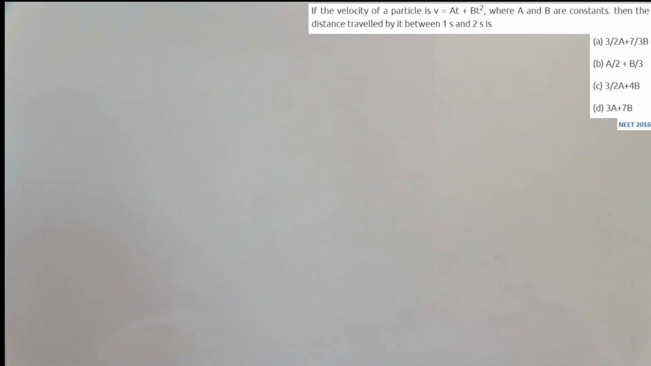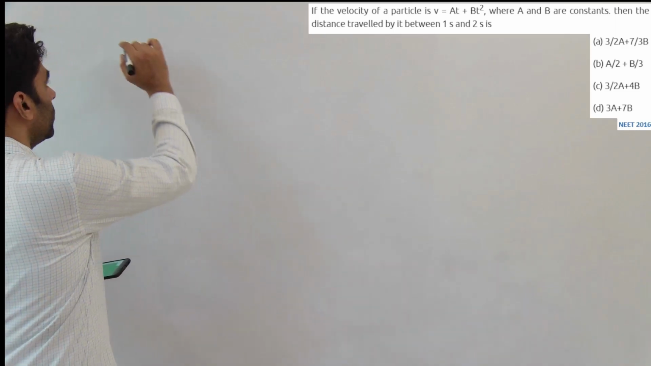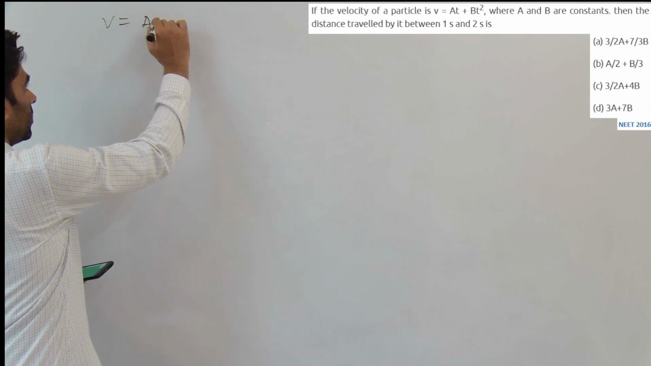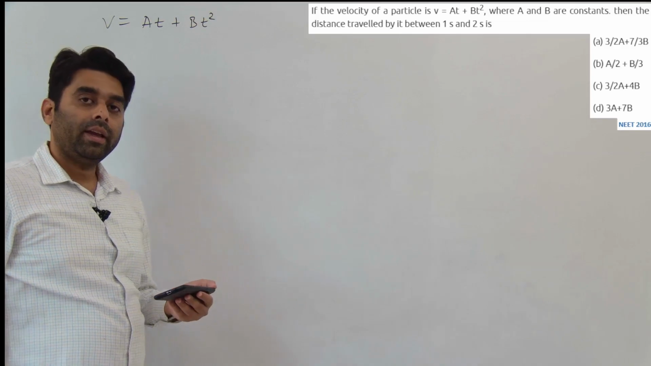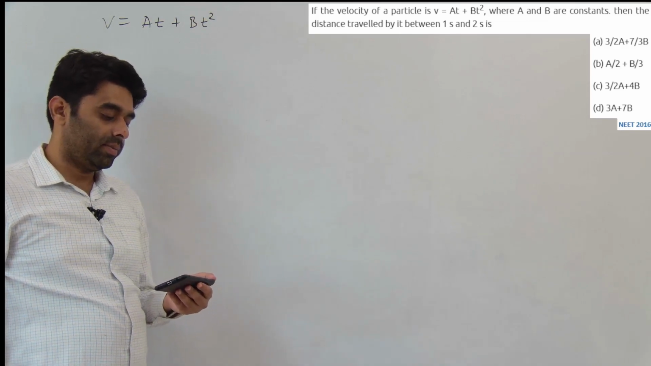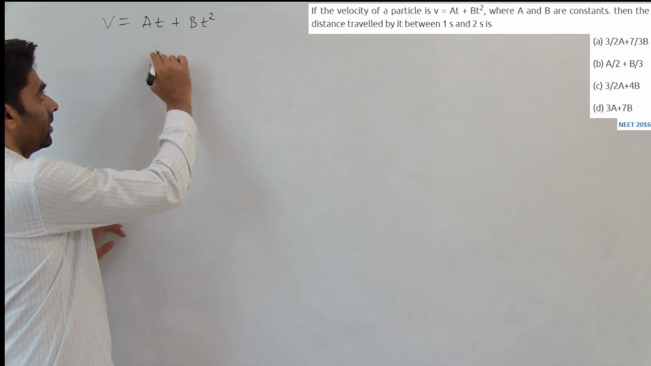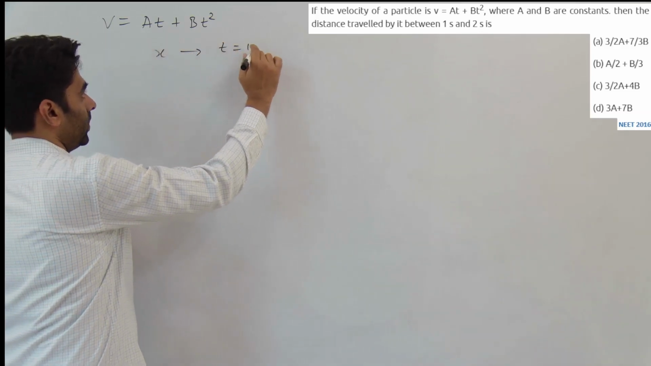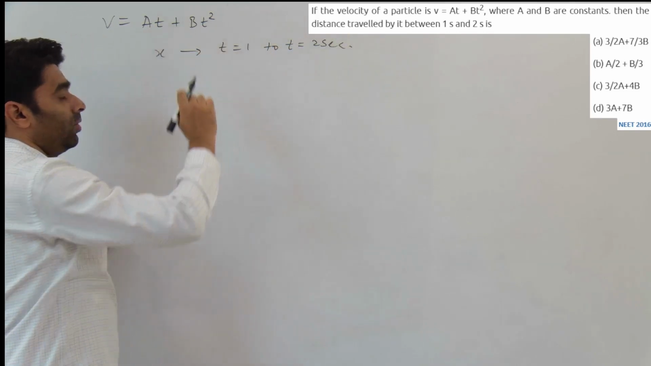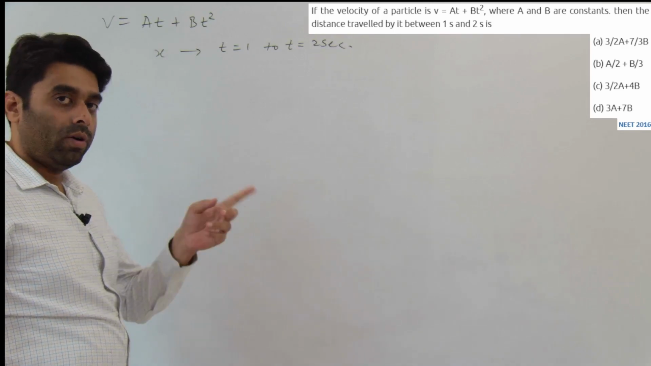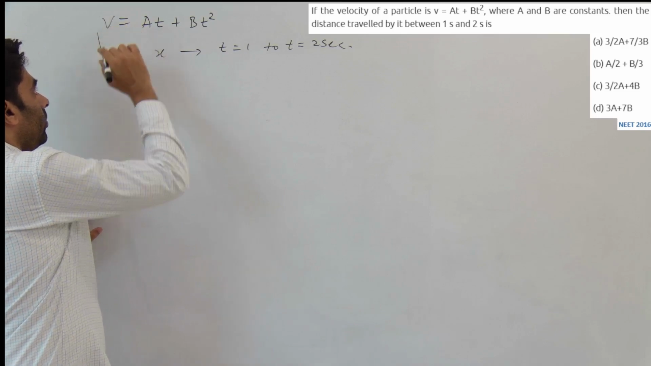The question is: if the velocity of a particle is v = at + bt², where a and b are constants, then find the distance traveled by it between t = 1 second and t = 2 seconds. That is what they are asking. Velocity is given as a function of t. From velocity, first of all, let us calculate x as a function of t.